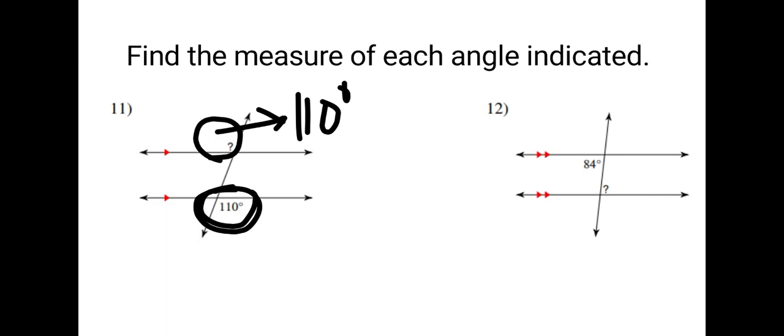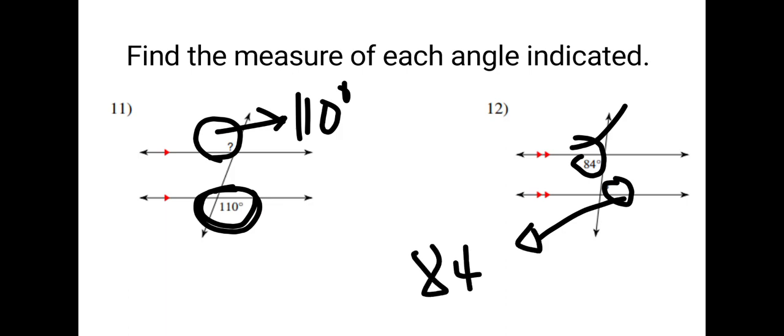Okay, let's proceed with the next one. We have here 84 and a question mark. We can see here that they are alternate. One is on the right side, the other is on the left side. But the difference is they are inside the parallel lines. So alternate interior angles. Since we have the word alternate, they are congruent. So if this is 84 degrees, therefore this one is also 84 degrees. Again, find first the relationship of the angles.